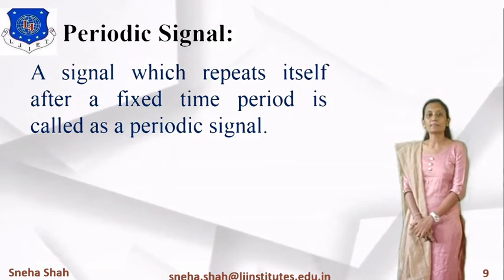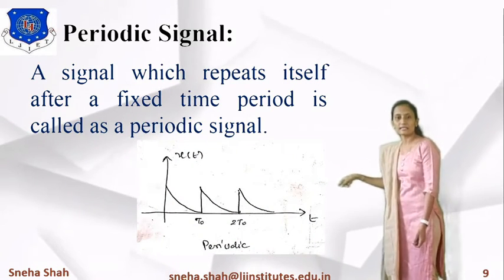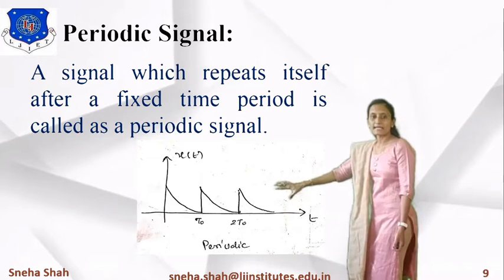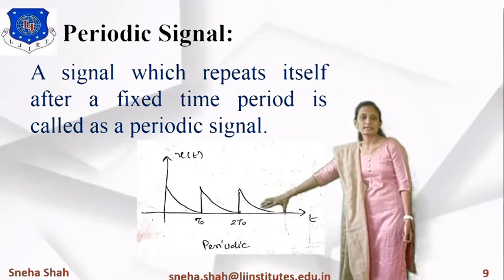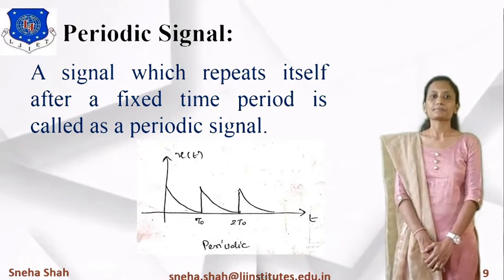From this diagram you can see that a periodic signal is in the repeating form, and the pattern in this diagram, which is in the repeating form, will be considered a periodic signal.